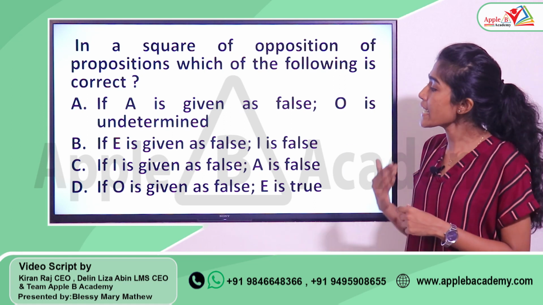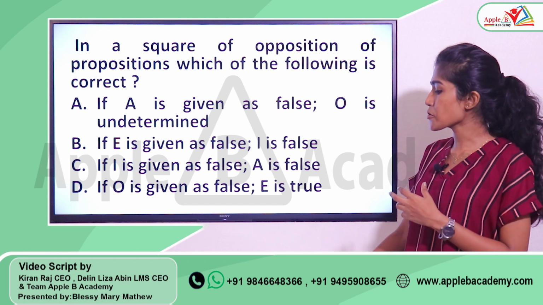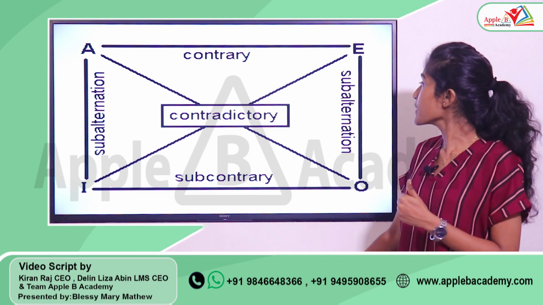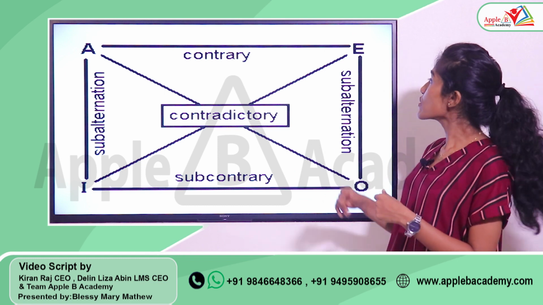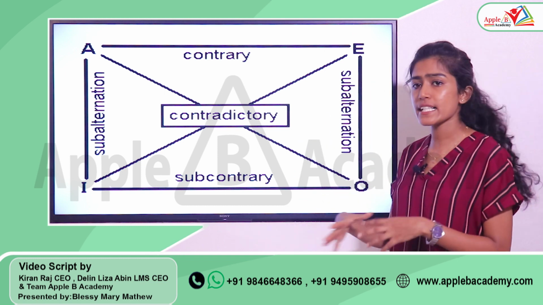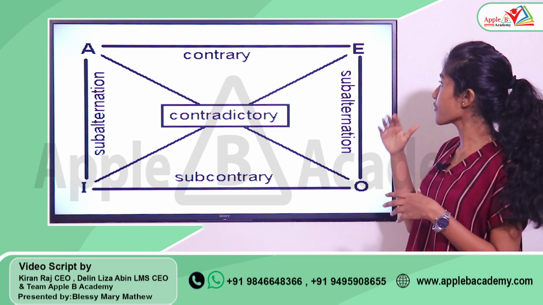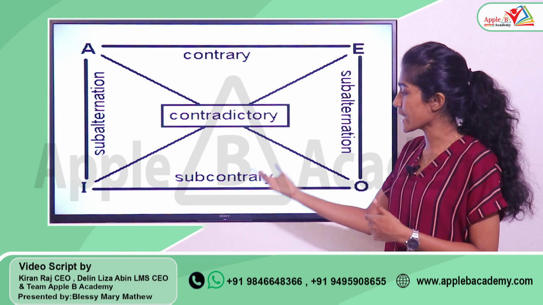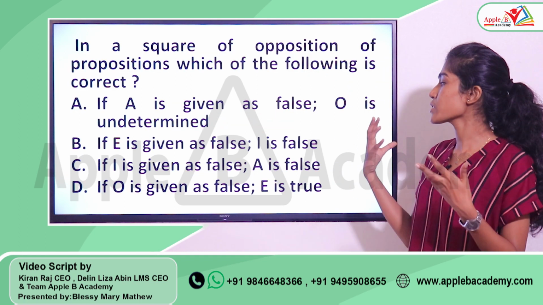The next one is if E is given as false, I is false. So it says about the relationship between E and I. If you consider, E and I are contradictories again. So if E is false, then I is definitely true. That is how they are related to each other. But in the option, it says that if E is given as false, I is false.